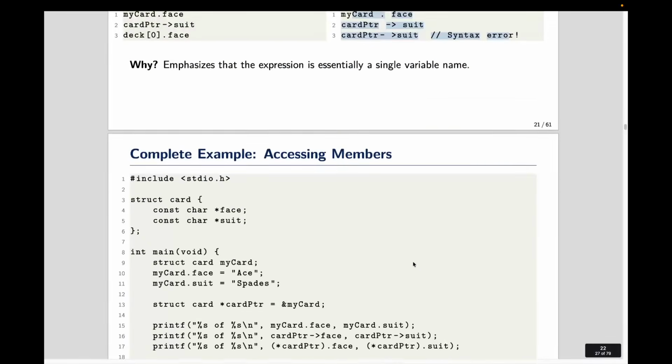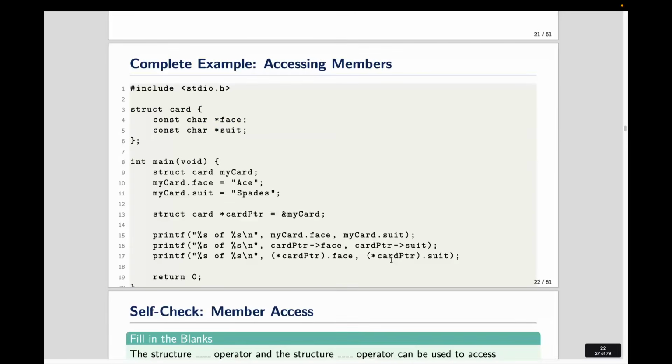Then a complete example. And in this complete example, you can see before the main function, I have a structure, and this structure has const char *face, const char *suit. So these are two pointers inside the structure. Of course, they will be pointing to a memory over there. So here struct Card myCard. So myCard dot face is equal to Ace, myCard dot suit is equal to Spades. So Ace and Spades will be stored somewhere in the memory. So they are going to be having storage over there.